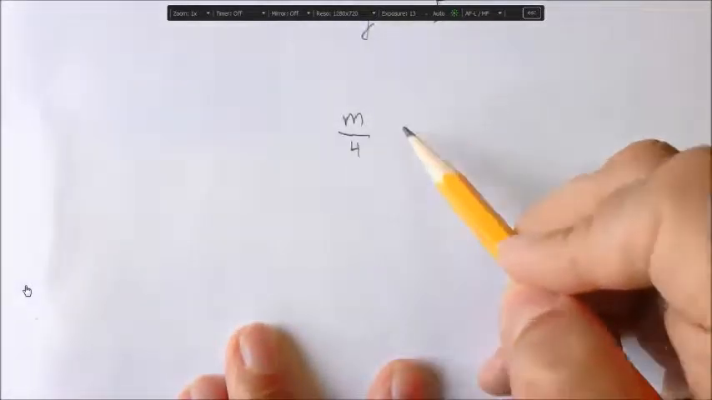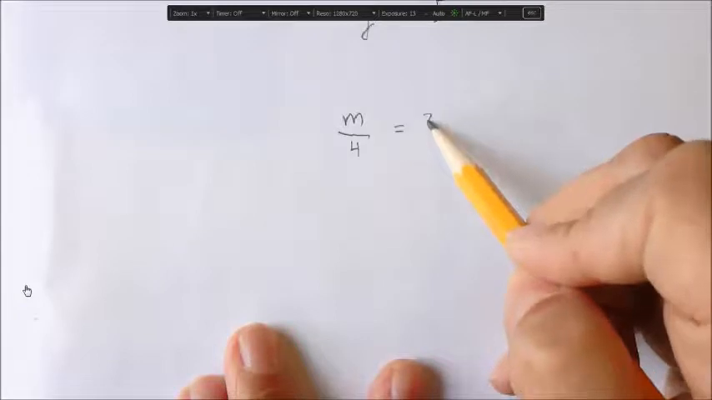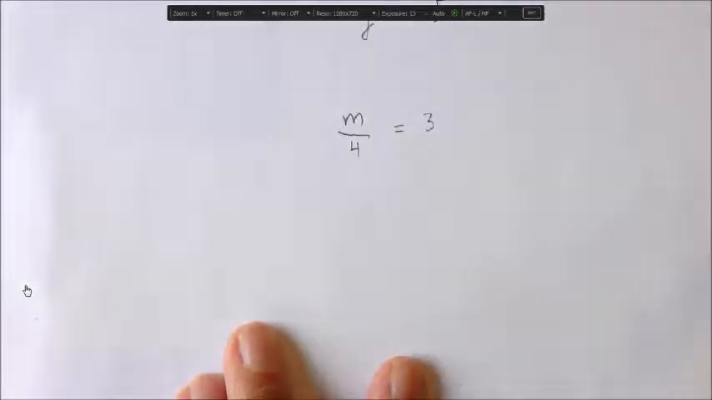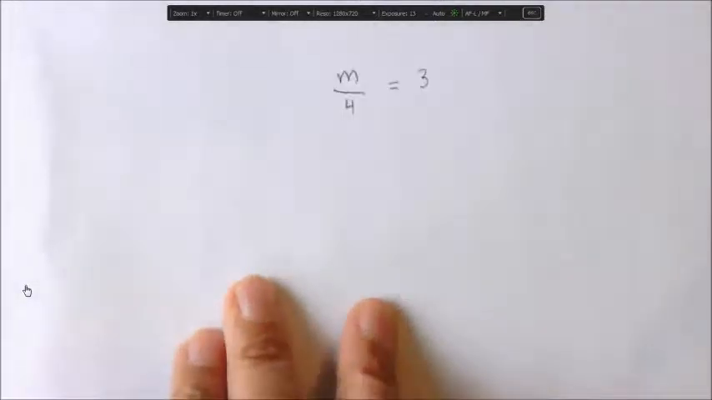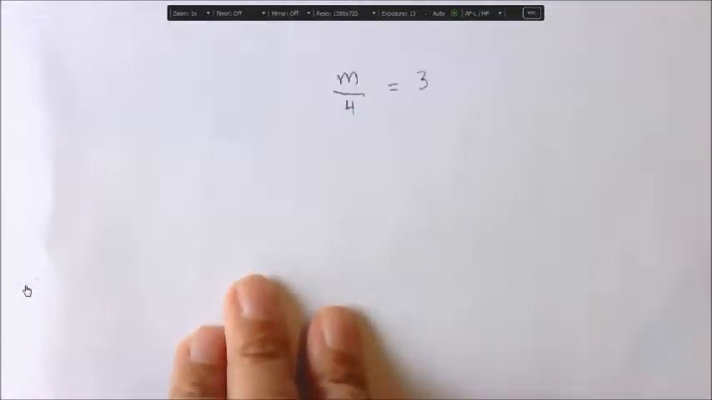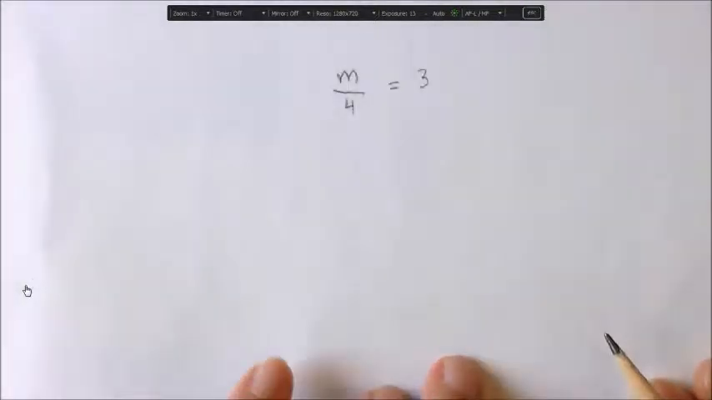So some number divided by 4 equals 3. Can we solve that? Some number divided by 4 is 3. What number, when you divide it by 4, gives you 3? You might be able to think about it and come up with the answer just in your head. 12. Okay, because 12 divided by 4 equals 3.